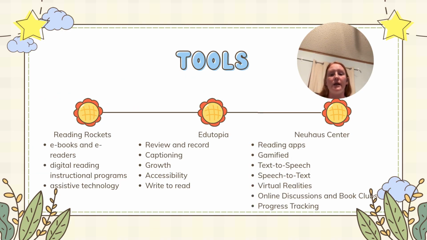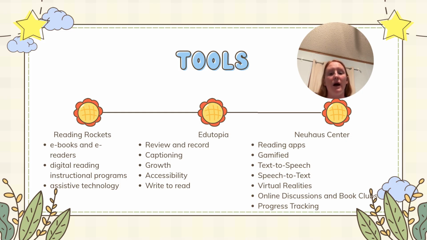During my studies this week, I got really interested in how literacy and technology can be intertwined, which led me down a sort of rabbit hole of different tools that are available to teachers and students for the incorporation of technology into the literacy classroom. One of the resources that I found was Reading Rockets, and they talked about ebooks and e-readers, digital reading instructional programs sort of like iStation, and assistive technology being available.